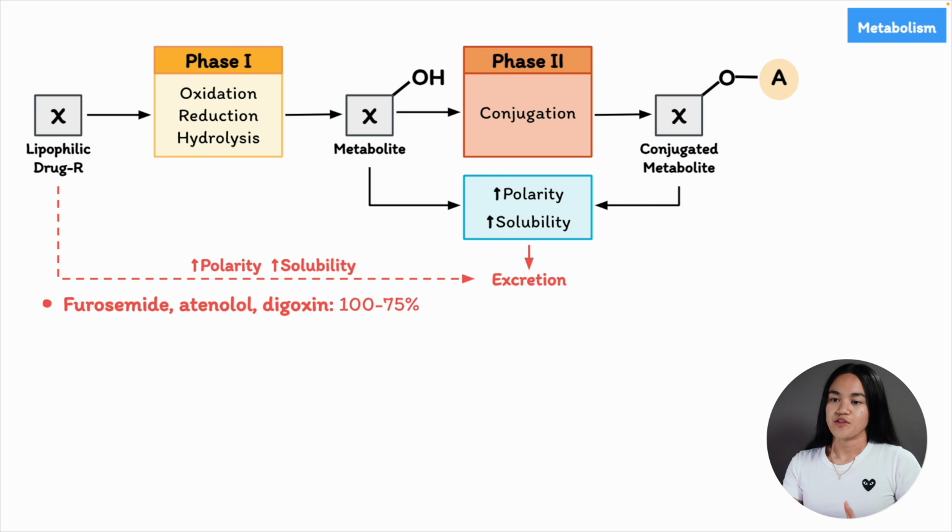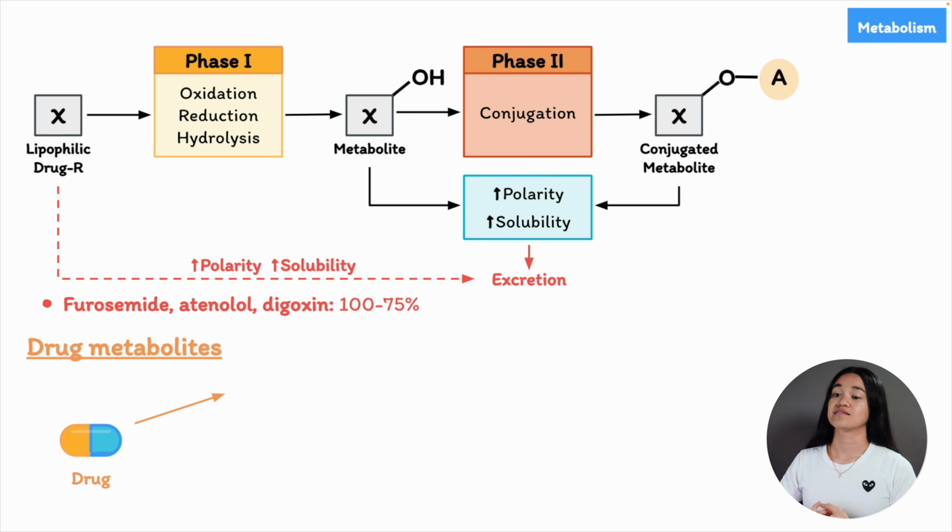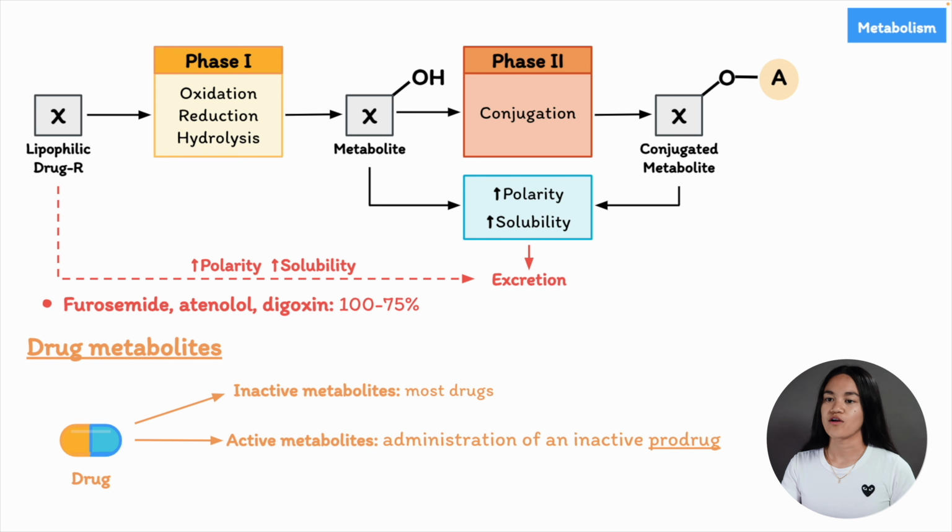Okay, the products of metabolism are called metabolites. When a drug is metabolized, we get metabolites. First, we have inactive metabolites. Once it's metabolized, the drug loses its active properties. Second are active metabolites. And here we introduce the concept of prodrugs. This is where the drug becomes active after the body processes it.